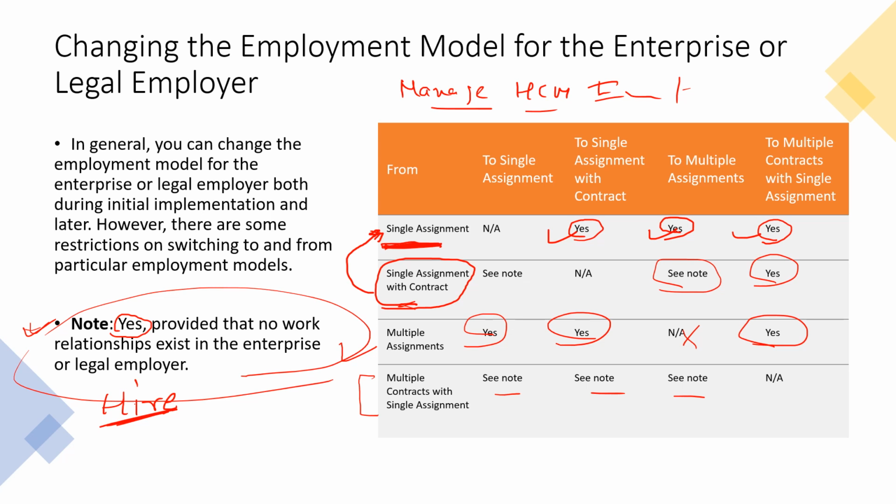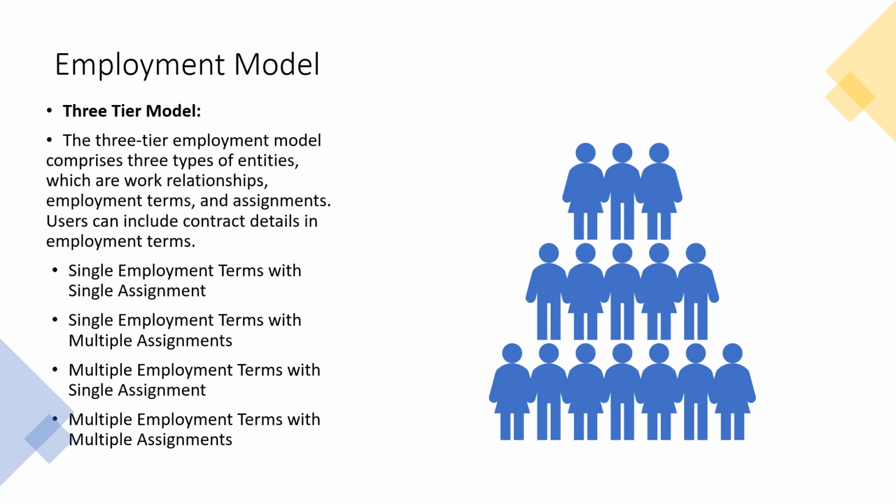Now let us understand the three-tier model as well. As I mentioned, when we deal with the employment terms, it will be dealing with the three-tier model. After this, I will show you where we are enabling it. The three-tier model also has three options. When we talk about the three-tier model, it means that we are dealing with more than one legal employer. So that is the key over here.